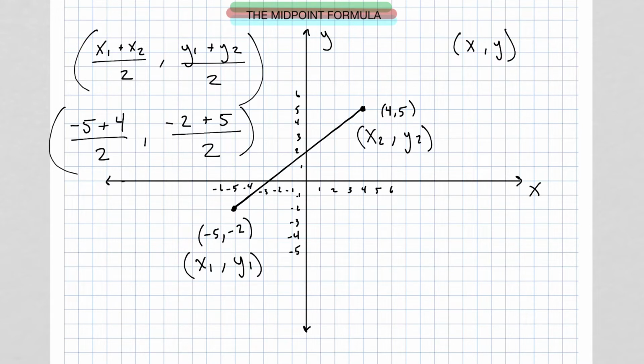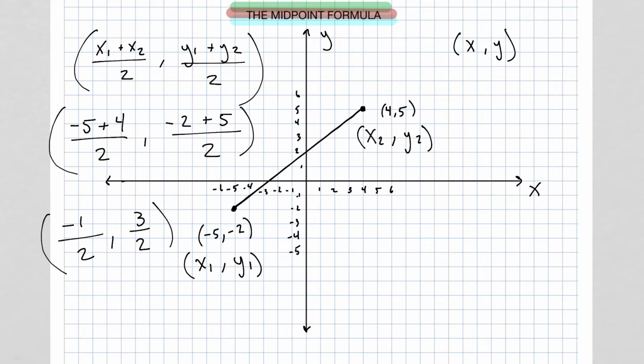So what do we get here? We get negative 5 plus 4. Negative 5 plus 4 is negative 1, over 2. And then we have negative 2 plus 5 over 2. Negative 2 plus 5 is a positive 3 over 2, which gives us 3 halves.